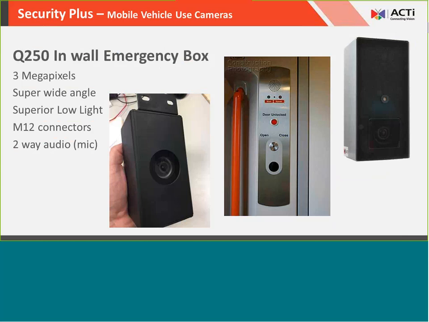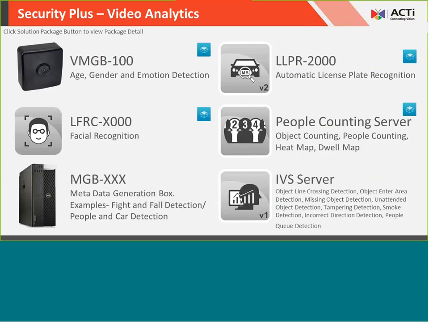Okay. And the other video analytics we have here include those built-in analytics in the camera. For example, this VMGB 100. It's very small. It's not for security at all. It has a black and white image. It's purely for generating data on visitors' age, gender and emotions. So this is a built-in analytics camera.